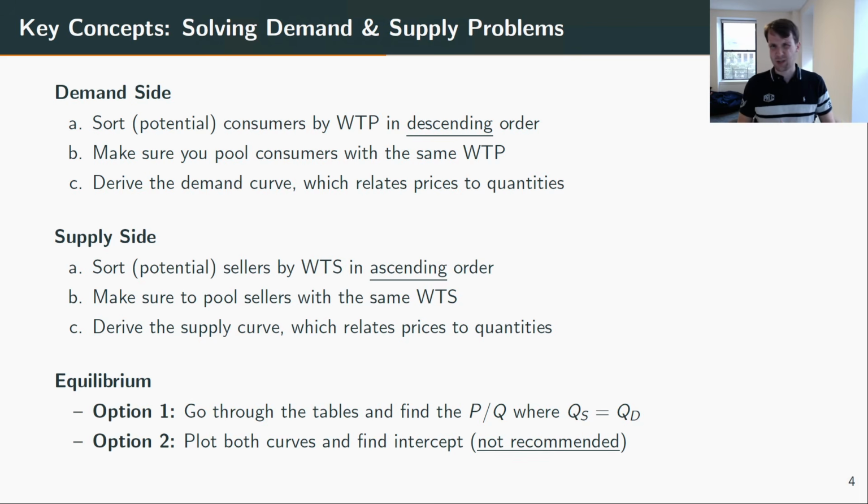Finding the equilibrium then is actually quite simple. There are two ways to do this. Either you just look at the tables we're going to create and then find the price and quantity where the price is equal and the quantity is equal. That's the definition of the equilibrium.